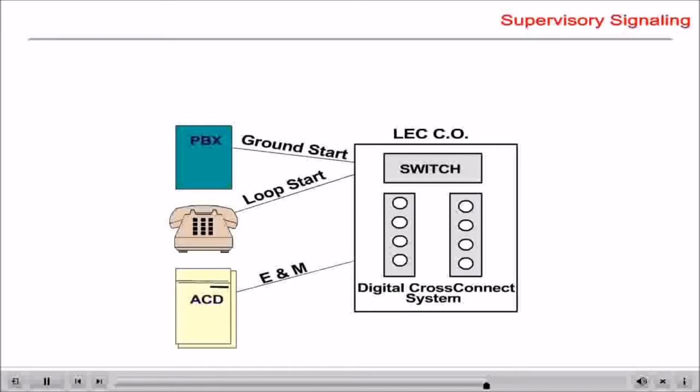Various types of access require different types of signaling from the local exchange carrier's central office. Supervisory signals, or supervision, controls the way a circuit is seized, or goes off hook, or disconnected, which is in an on-hook state. The decision to use loop start, ground start, or E&M signaling depends on the customer's applications and may be a requirement of some manufacturers' equipment.